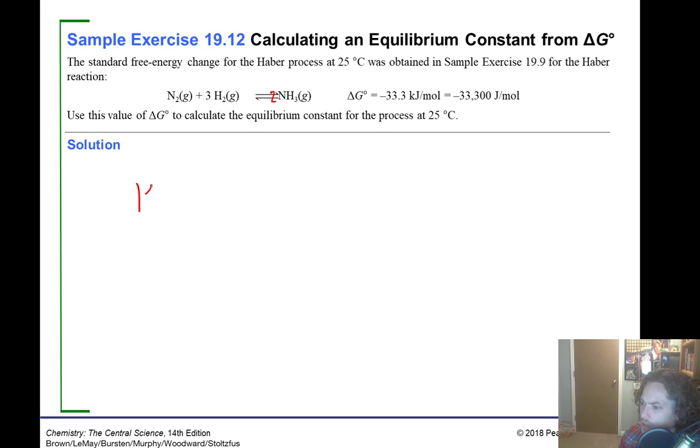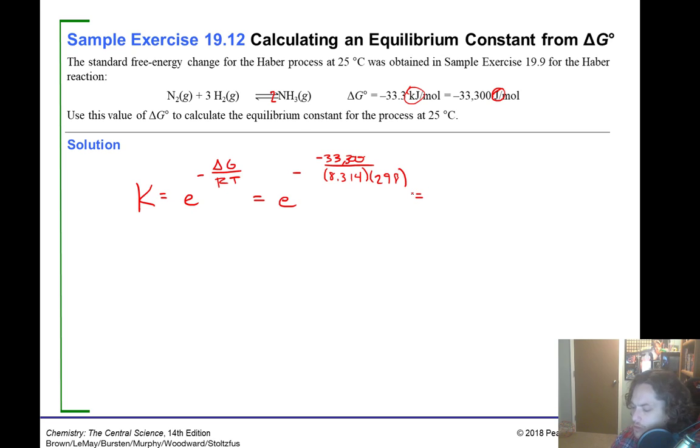All right, so K is equal to e to the negative delta G over RT. We've got 2 choices here. They gave it to us in kilojoules and in joules. How nice of them is that? It doesn't really matter which one we choose as long as our R unit matches our G unit. So it would be e to the negative delta G, we'll just use joules, negative 33,300, over R, which is 8.314, times our temperature, which is 25 degrees Celsius, so that's 298 Kelvin.